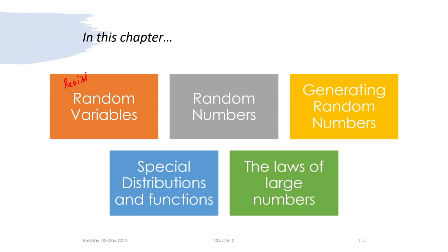So in this chapter we will basically revisit probability and random variables. We will talk about random numbers and their generations, see how these random numbers are different from random variables, and we will look at some special distributions, and finally we will verify the laws of large numbers using MATLAB. So this will be done using MATLAB.